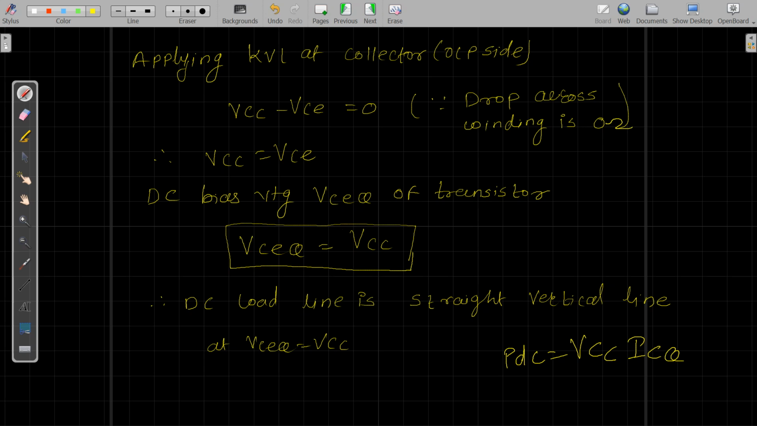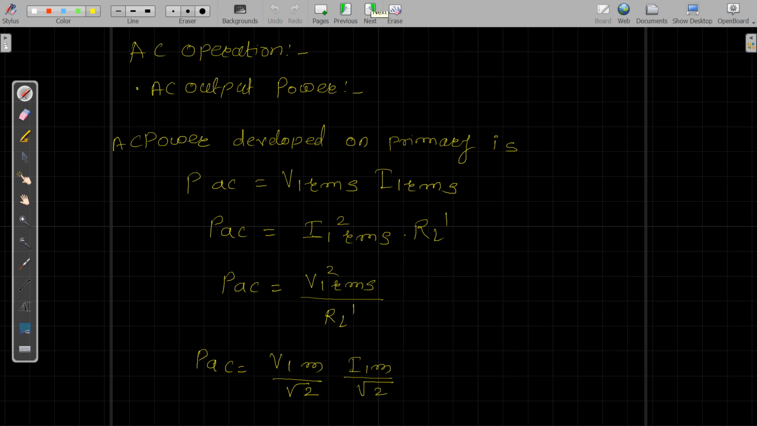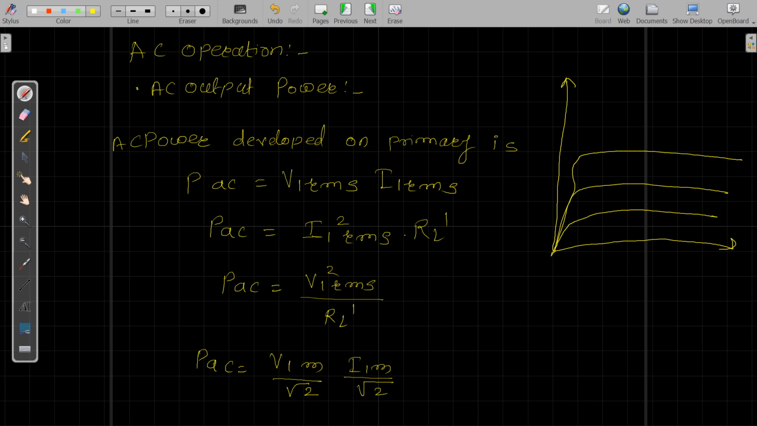Now let us do the AC analysis or AC operation for the transformer coupled class A power amplifier. For that reason you need to draw the output characteristics of a transistor, something like this. Then we know that we have a DC load line at VCC equals VCEQ. This is my DC load line. And for the AC analysis, we need to draw the AC load line on the output characteristics of the transistor. This is the collector current. This is the collector to emitter voltage.